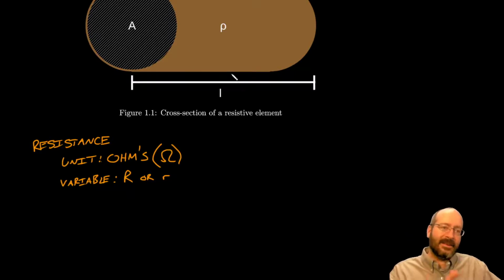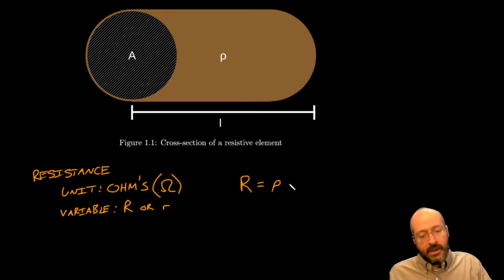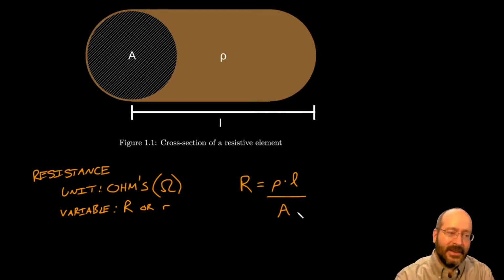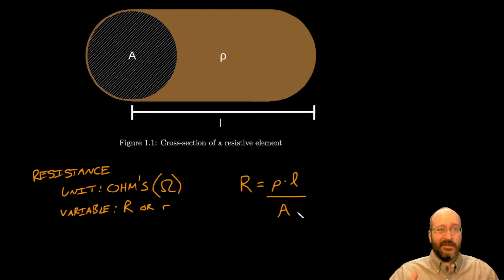Now, if we want to calculate the resistance of this resistive element, we can do that. We can say the resistance is equal to the physical properties, rho, multiplied by the length, divided by the cross-sectional area. And resistance is really telling us how much energy is required to move a quantity of charge through this chunk of whatever it is.